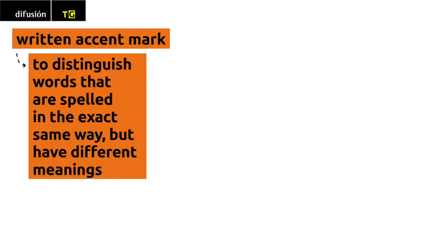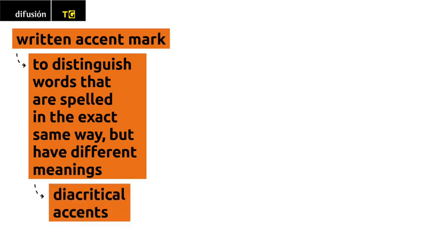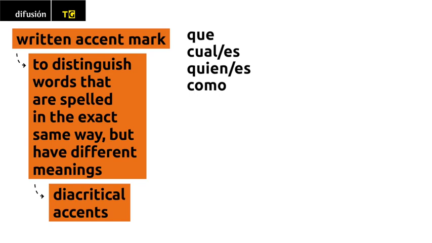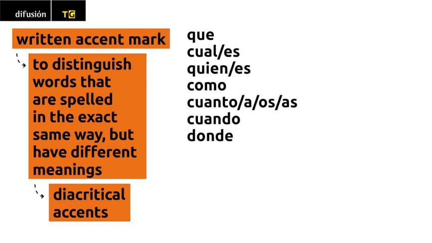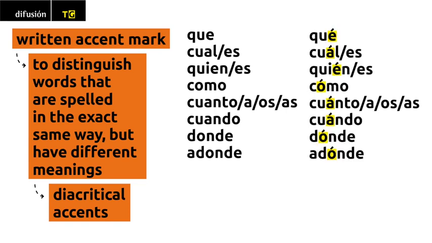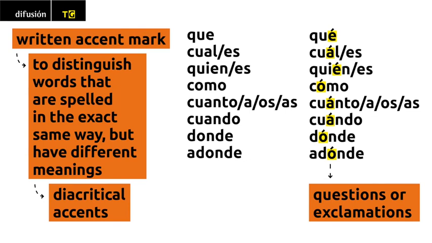Diacritical accents. The written accent mark can be used to distinguish words that are spelled in the exact same way but have different meanings. These are called diacritical accents. The words qué, cuál, cuáles, quién, quiénes, cómo, cuánto, cuánta, cuántos, cuántas, cuándo, dónde, and adónde carry a diacritical accent when they are used in questions or exclamations.